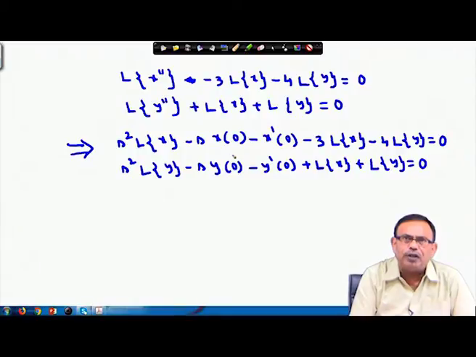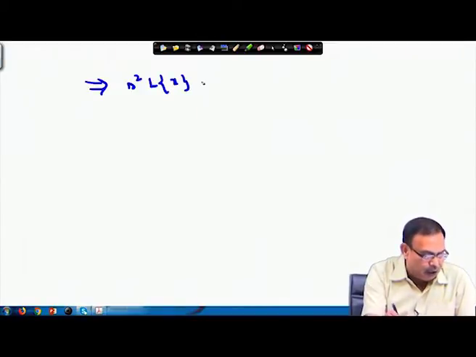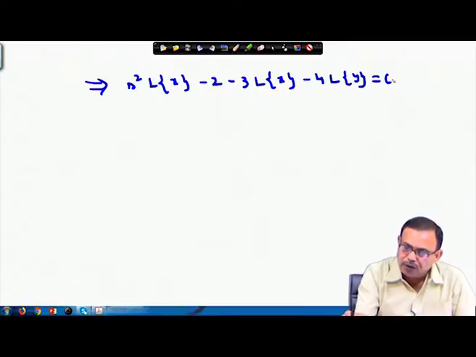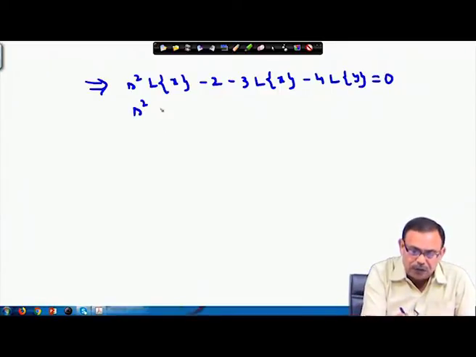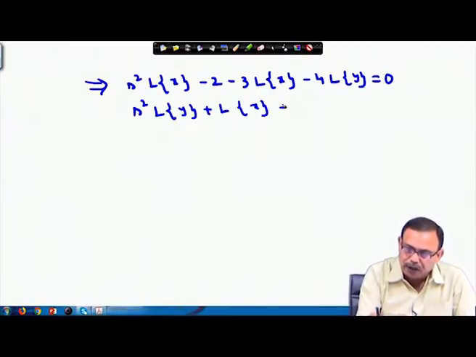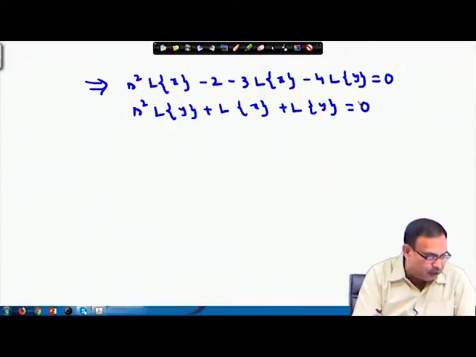Now, we know the values of x 0, x dash 0, y 0 and y dash 0. Since we know these values, let us substitute them, and by substitution I will obtain the next set of equations, that is s square into Laplace transform of x minus 2 minus 3 into Laplace transform of x minus 4 into Laplace transform of y equals 0. This is the first one. The second one will be s square into Laplace transform of y plus Laplace transform of x plus Laplace transform of y, this is equal to 0.